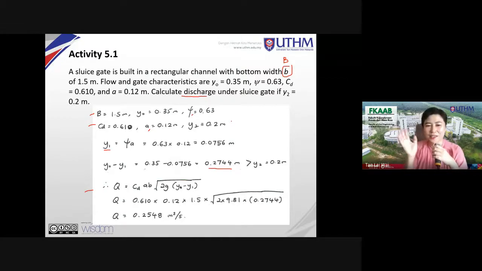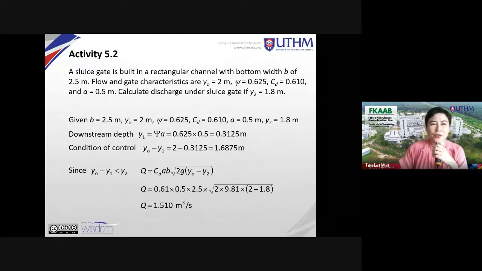So basically, this is the application of the equations you have learned. Just list out the variables, and then try to find out which parameters or variables are available and which ones you have to find out.